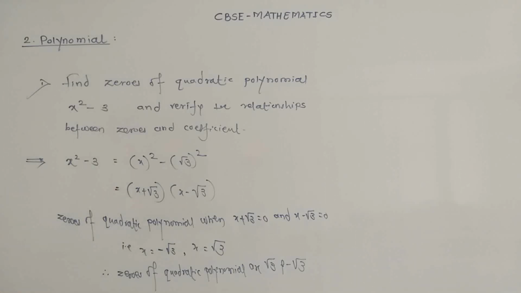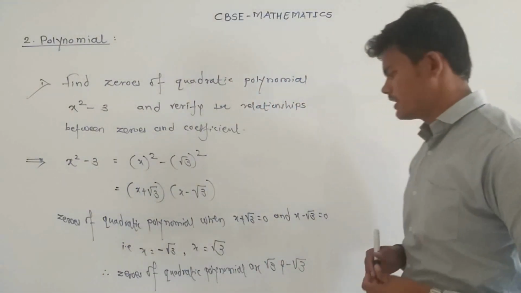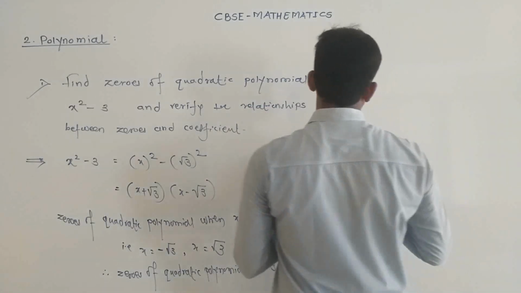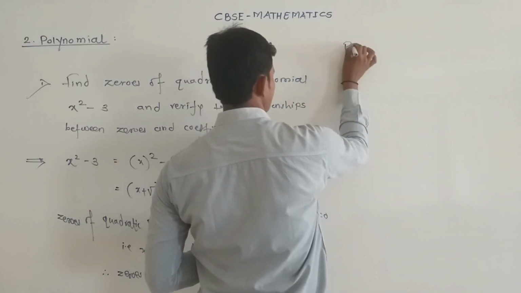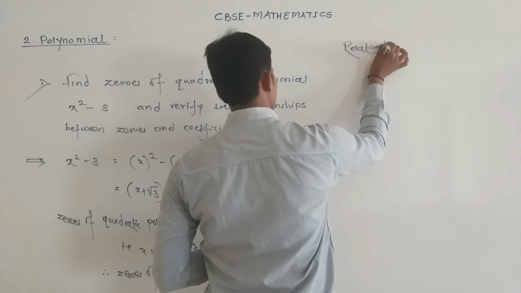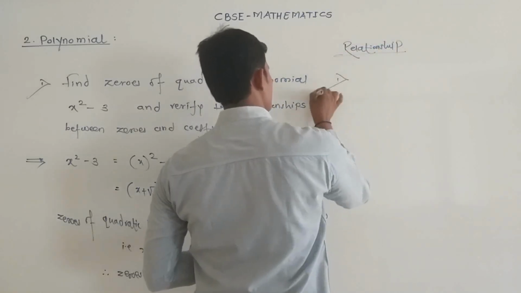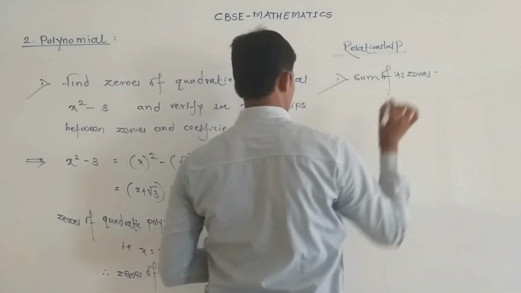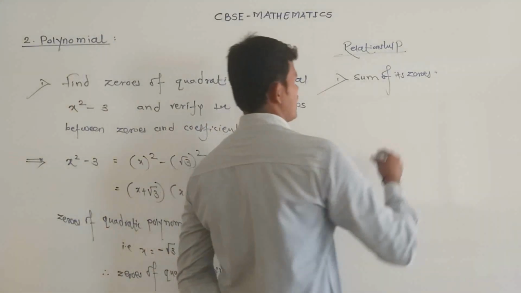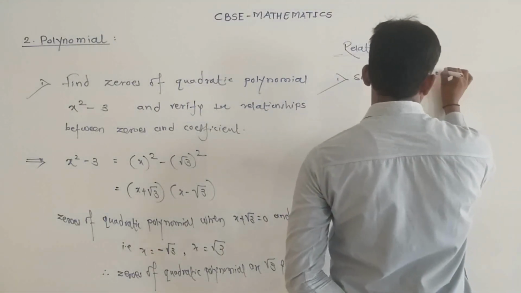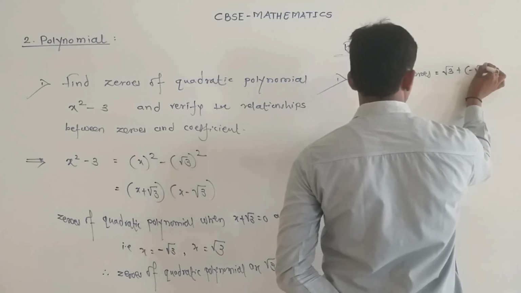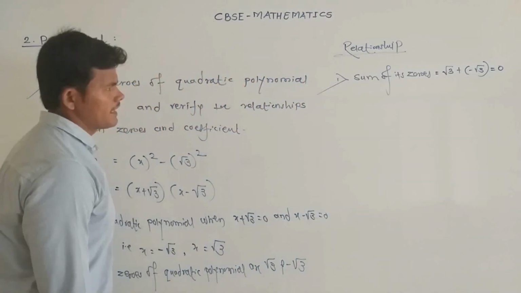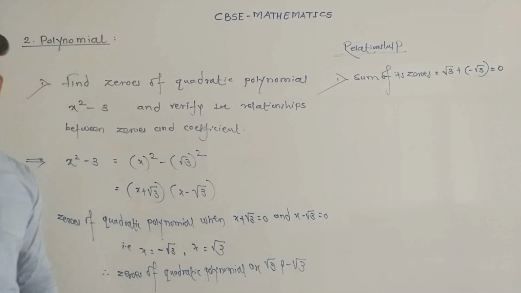So we get the zeros of the quadratic polynomial by factorizing the polynomial, that is under root 3 and minus under root 3. Now we have to find the relations between zeros and the coefficients. So the first relation is sum of zeros. First zero is under root 3, second one is minus under root 3. So under root 3 plus of minus under root 3 is nothing but 0. Under root 3 minus under root 3 get cancelled, so we get 0.